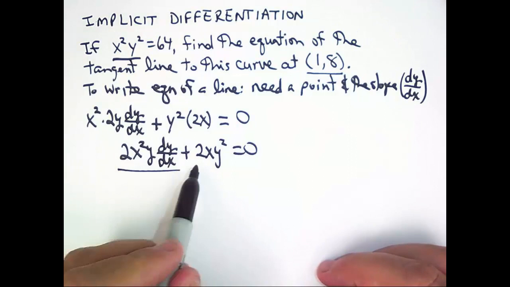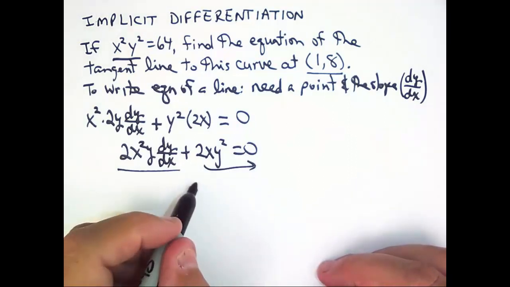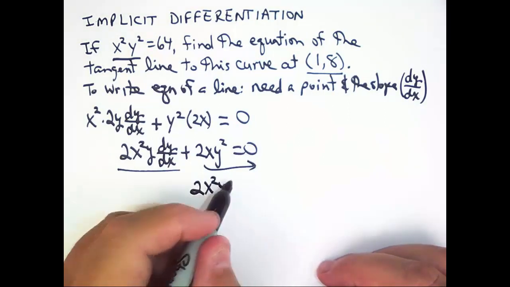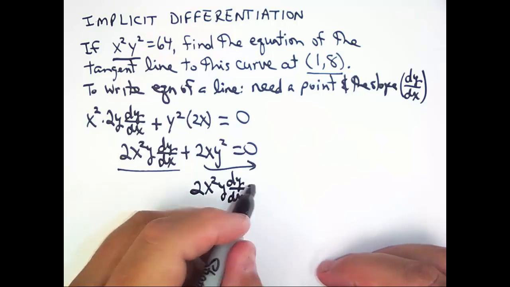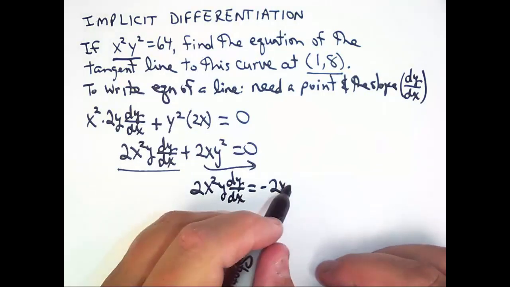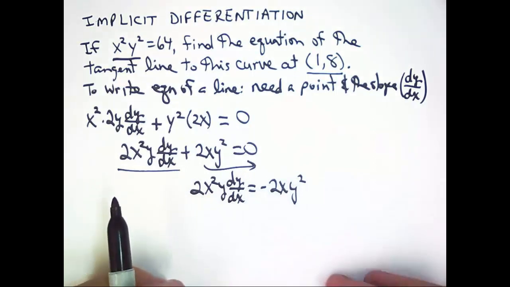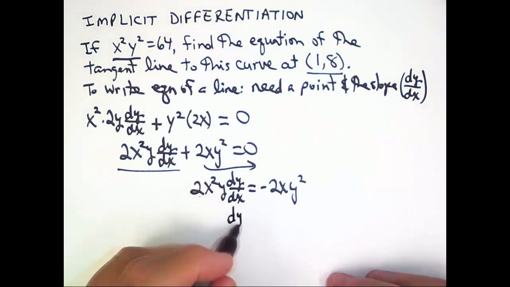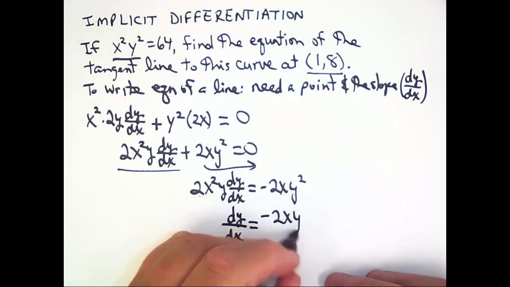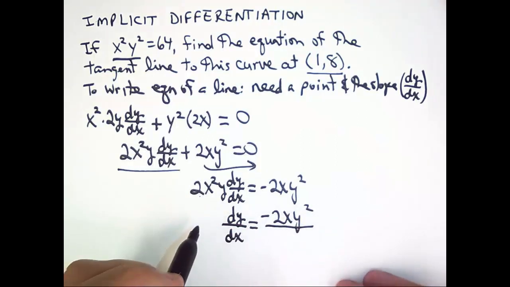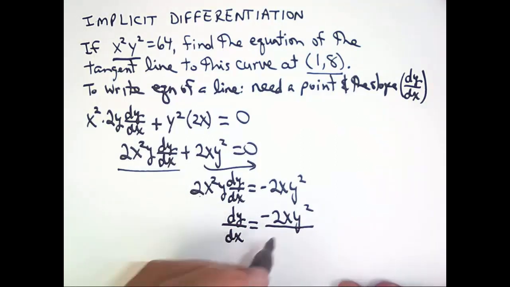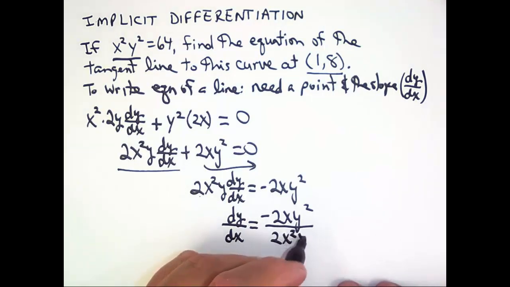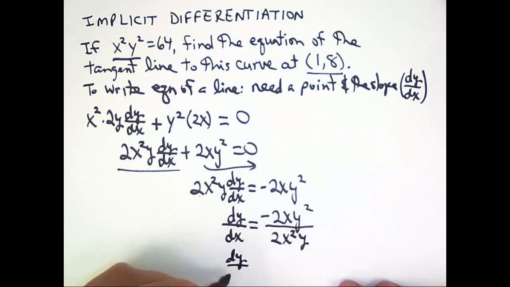So I want to leave this where it is and move this term over. So I get 2x squared y times dy over dx equal negative 2xy squared. Then if I divide both sides by that 2x squared y, I get dy over dx is equal to negative 2xy squared over 2x squared y.